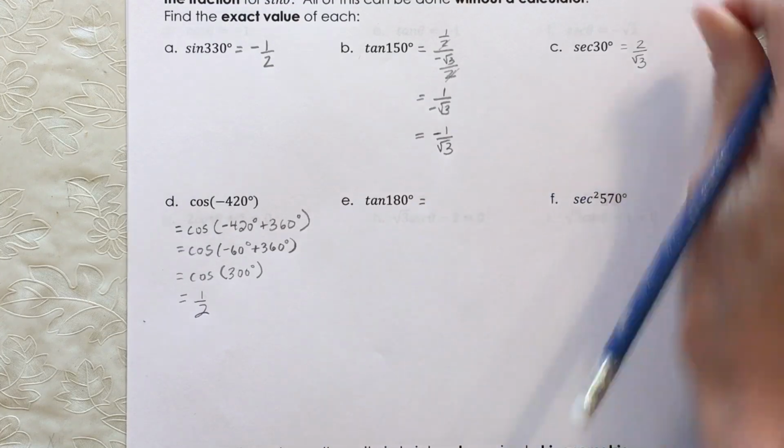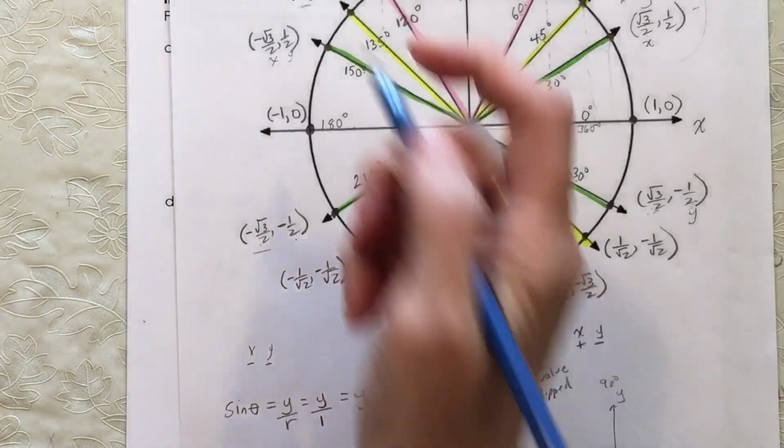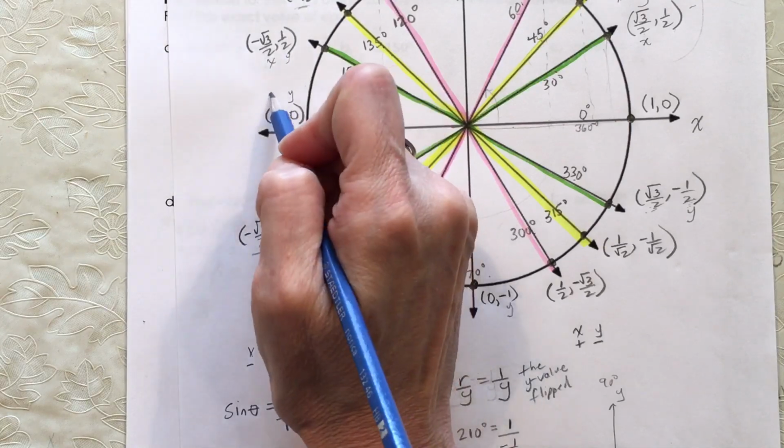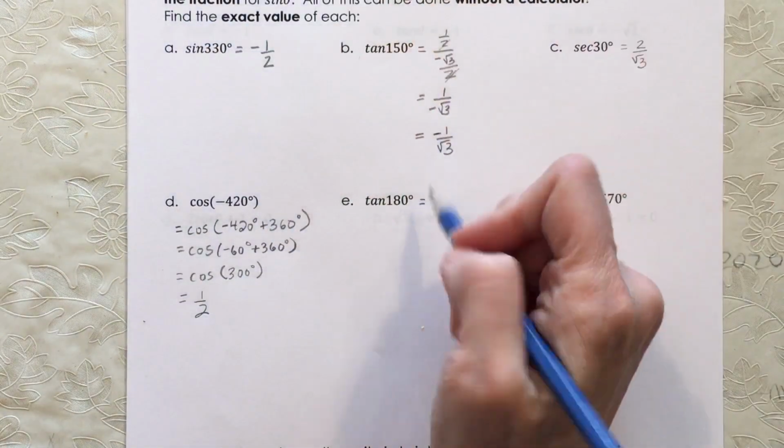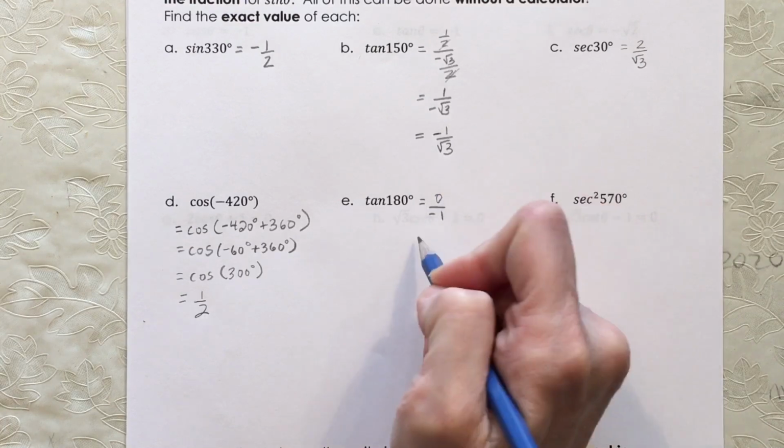Tangent of 180, so that's the y value at 180 divided by the x value at 180, so 0 divided by -1, which is 0.